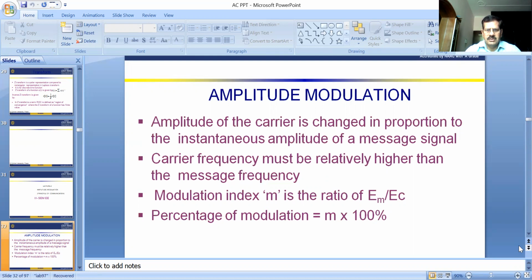We can also define the modulation index in percentage form. The percentage of modulation equals M multiplied by 100%. This is the relation of the modulation index with the percentage form.